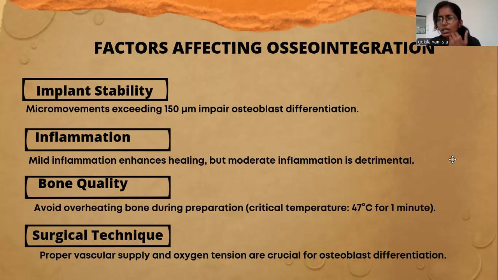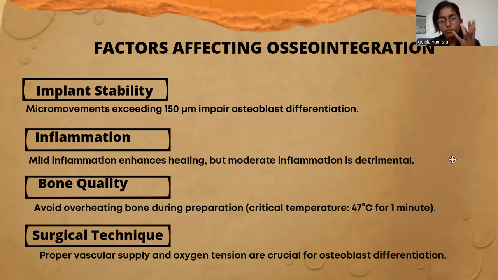Coming to bone quality, of course, we take CBCT to know the bone quality, which is generally D1 in the mandible, which is dense cortical bone, and posterior mandible is D2, and anterior maxilla is D3, posterior maxilla is D4.